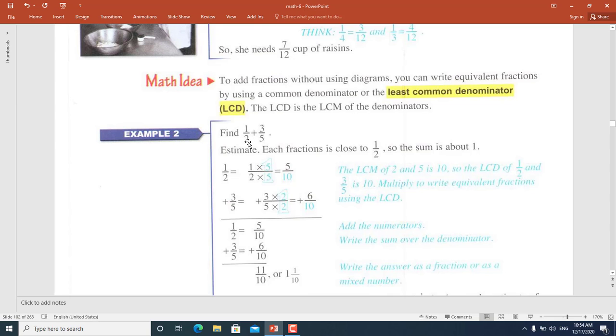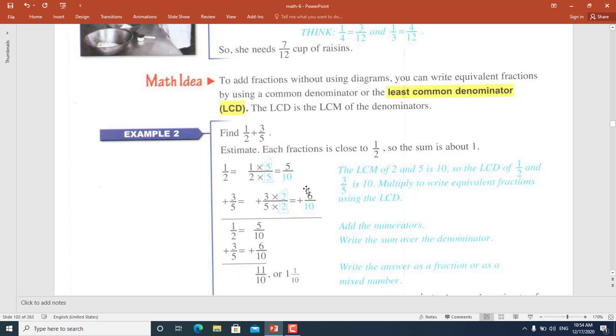Here we can change this denominator to 10. We make them the same by multiplying 2 by 5 and 5 by 2. When you multiply the denominator by any number, you must also multiply the numerator by the same number. So 2 times 5 is 10, and 1 times 5 is 5. For 3 over 5, we also make the denominator 10. 5 times 2 is 10, and 3 times 2 is 6.